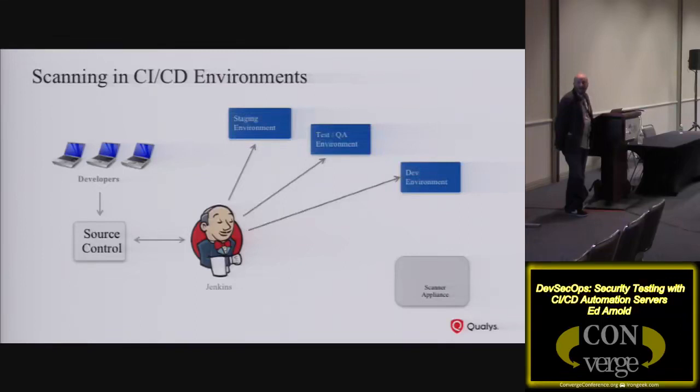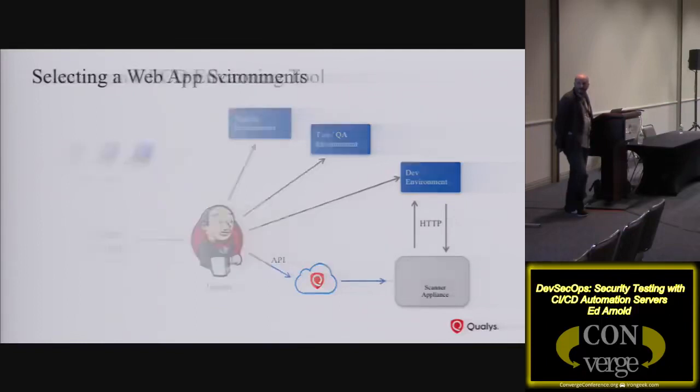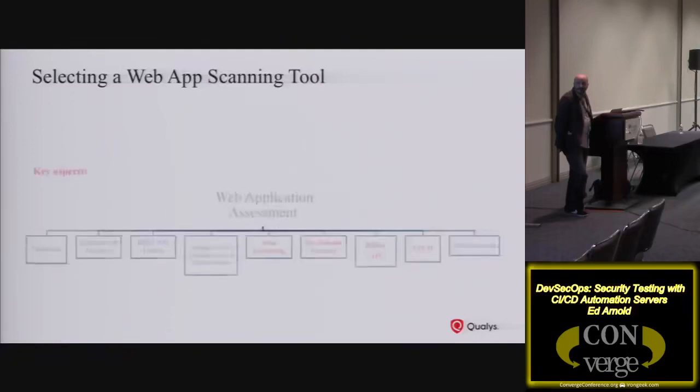Jenkins is going to go ahead and deploy, if you have it set that way, maybe to any of these environments, staging, test, dev. Jenkins is going to make a call to, in our case, the Qualys API, but your provider's API, as long as they have one. That's going to contact some sort of scanning appliance that's going to scan, return, and all flow back and forth. So selecting a tool.